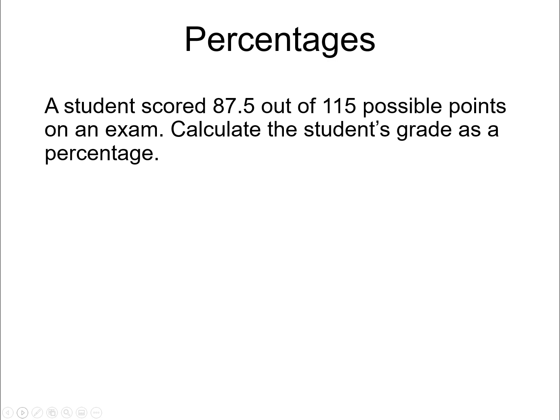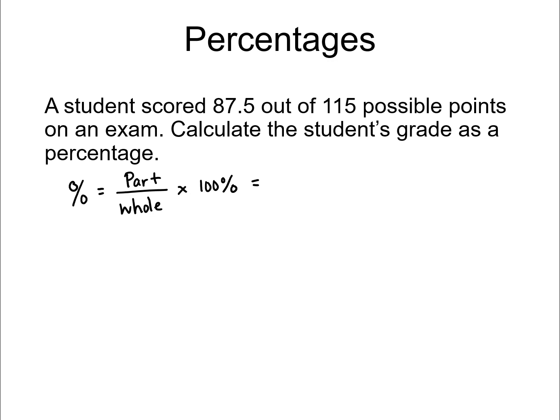A student scored 87.5 out of 115 possible points on an exam. Calculate the student's grade as a percentage. Percentage is calculated as a part over a whole times 100%. In this case, what is our part?